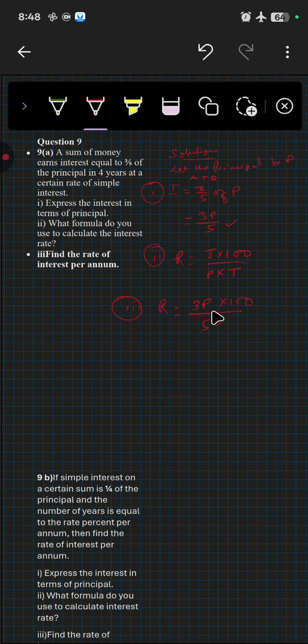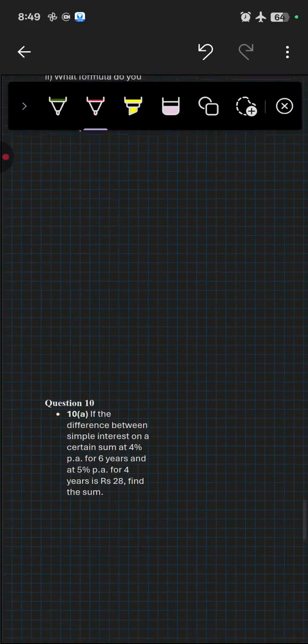This 5 comes down, yes? So that's the fraction rule. So P is already there, and the time. Time, how much is the time given over here? Time is given here. Sum of money earns equal to 4 years. 4, I'll put 4 over here. So 4 25s are 100 and 5 25s are 125. P and P will be reduced. 3 5s are 15% per annum is going to be the answer for this question. So 9b will also be the same.